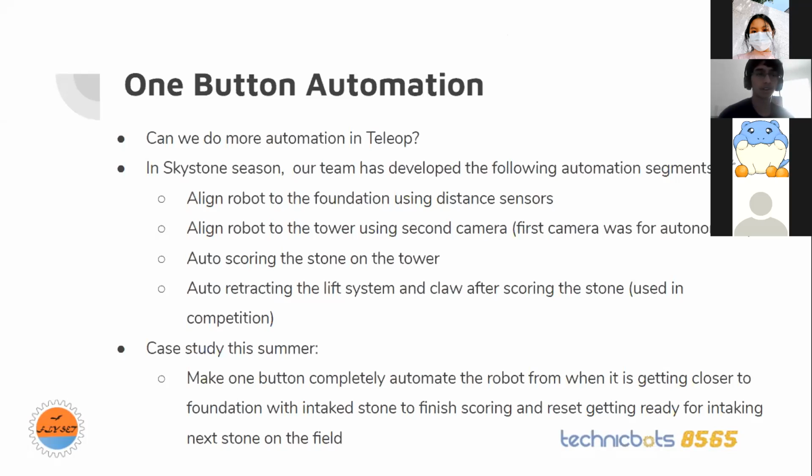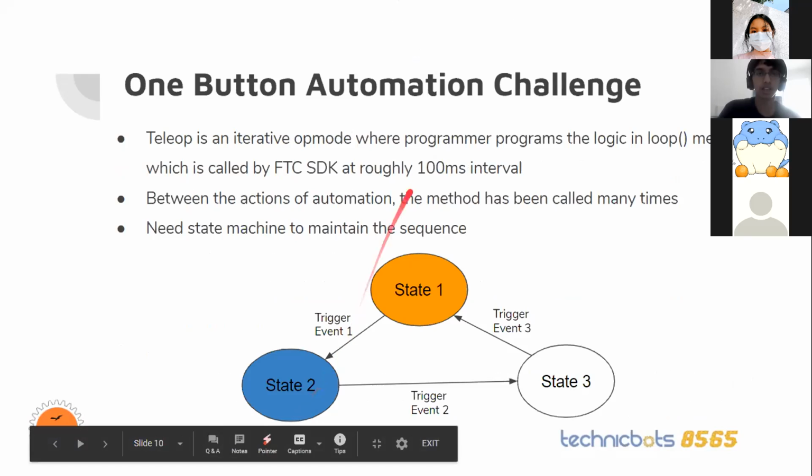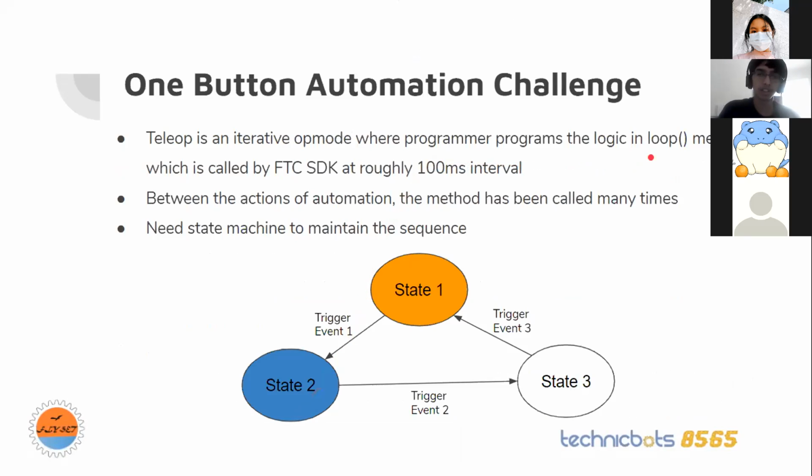Based on these 4 automation segments, our case study this summer was to make one button completely automate the robot from when it's getting closer to the foundation with the intake stone to finishing scoring and reset, getting ready to intake the next stone on the field. But our main challenge was that Teleop is an iterative op mode where the programmer programs the logic in a loop method, which is called by the FTC SDK at roughly 100 millisecond intervals. Every 100 milliseconds, it calls the logic in the loop method.